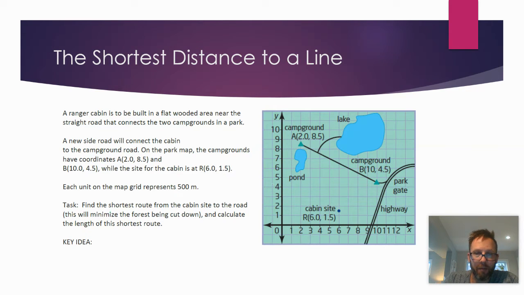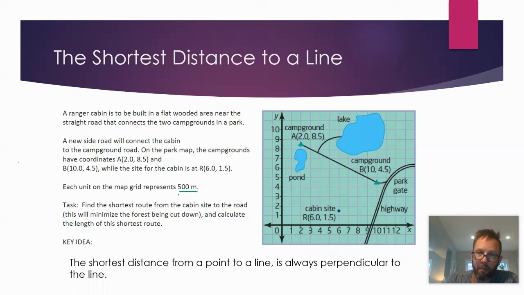So based on our discussion from earlier, and this is the key idea. We're letting every unit on the map be 500 meters. We'll make use of that later. But our goal is to find the shortest route. And the key idea we talked about earlier: the shortest distance from a point to a line is always perpendicular to that line.